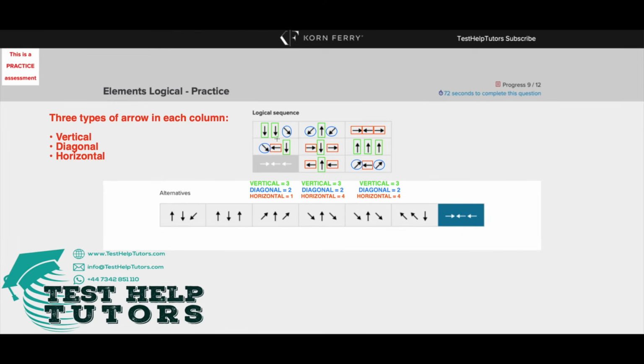In order to allow this column to fit into our sequence, if you like, we would need a further 3 horizontal arrows. And the only option where there are a further 3 horizontal arrows would be this option here. Therefore, our answer is this one. I hope that made sense.